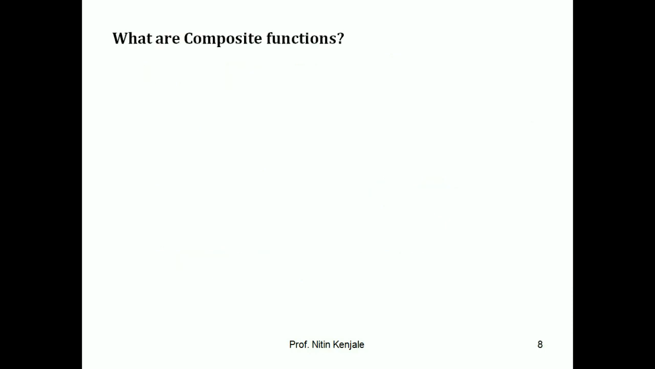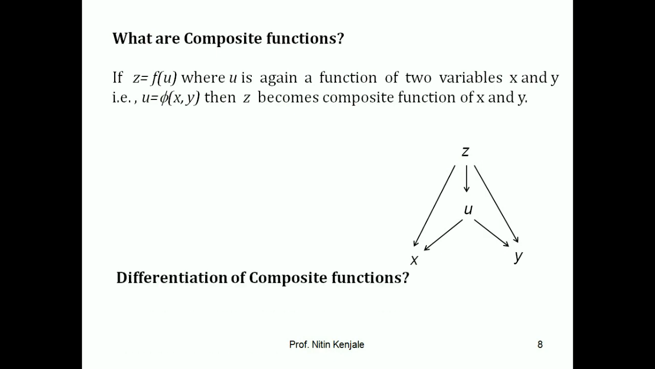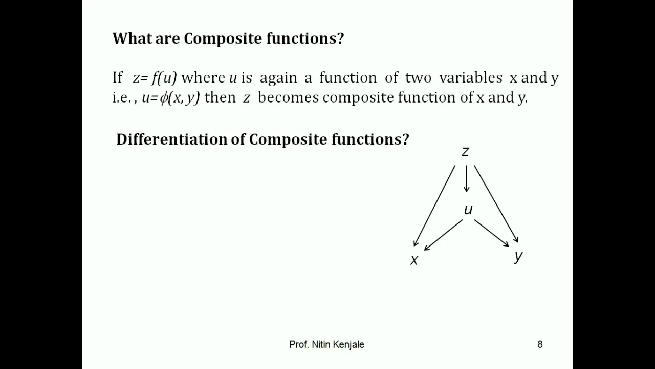Now let us see what are composite functions. If z is a function of u and u is again a function of two variables x and y, then z becomes a composite function of x and y. Look at this tree diagram. You can see that z is a function of u and u is again a function of two variables. Therefore z becomes the composite function of two variables x and y. Now let us understand how to differentiate composite function.